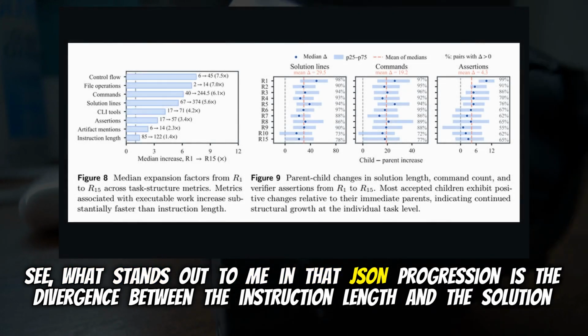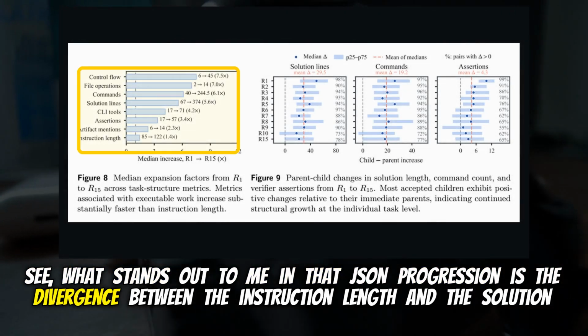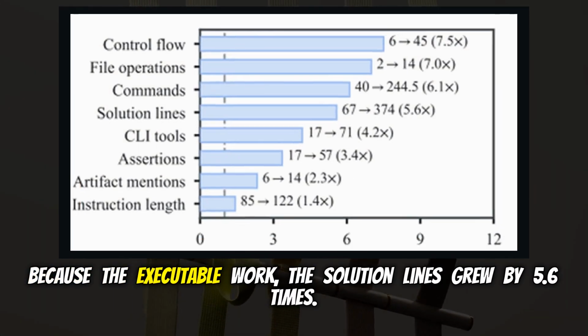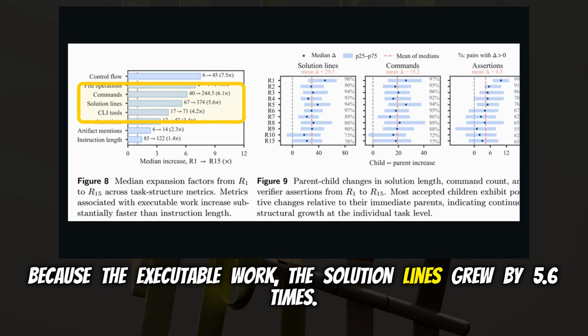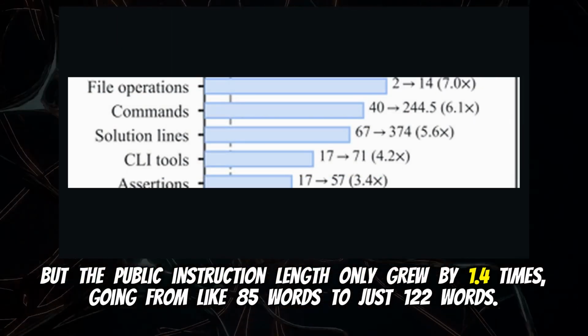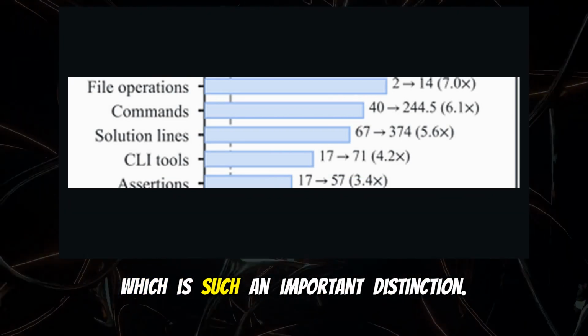347 lines long. See, what stands out to me in that JSON progression is the divergence between the instruction length and the solution length. Right. Because the executable work, the solution lines, grew by 5.6 times, but the public instruction length only grew by 1.4 times, going from like 85 words to just 122 words. Which is such an important distinction.